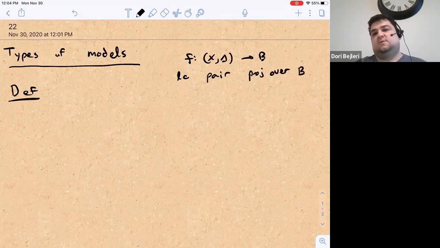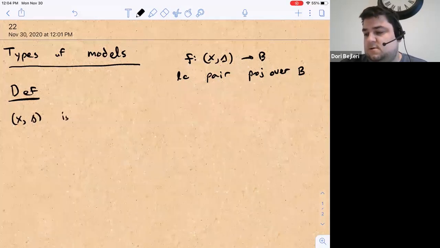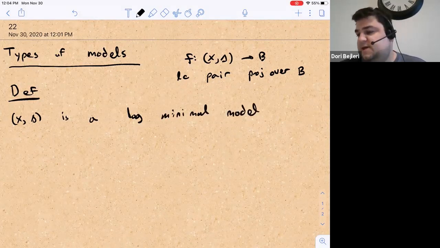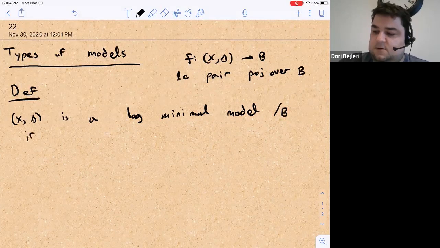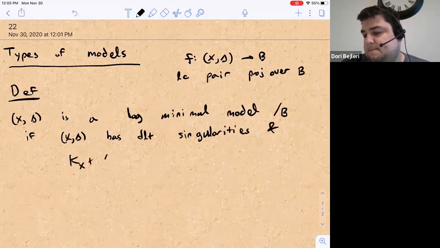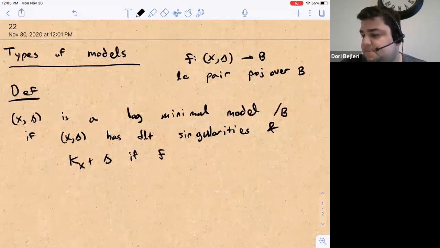Then we can talk about X, Delta being a minimal model or a log minimal model in the abstract by just saying that, and maybe you want to say relative to B or over B, but usually that's implicit, if X, Delta has DLT singularities, and K_X plus Delta is nef over B.